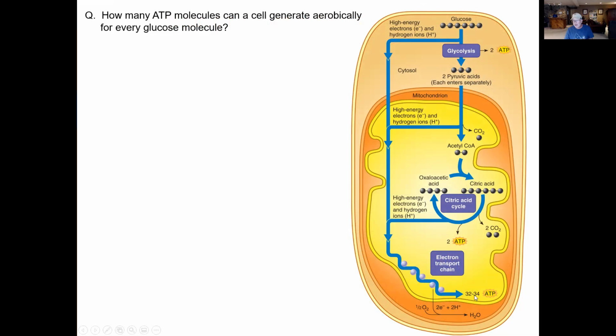It says right here, doesn't it? But can you figure it out mathematically? Well, you should be able to. Let's walk through the steps.